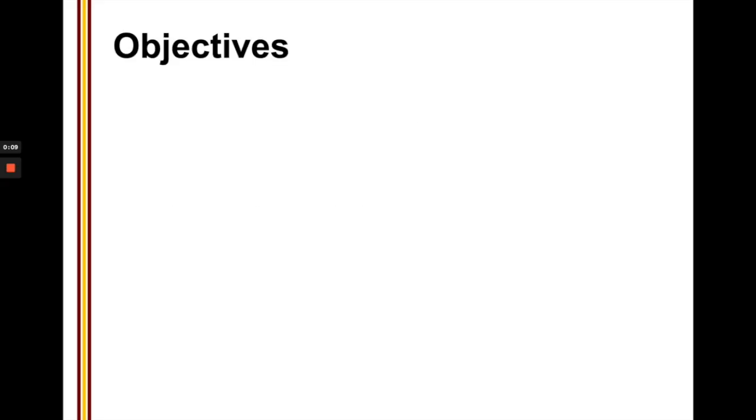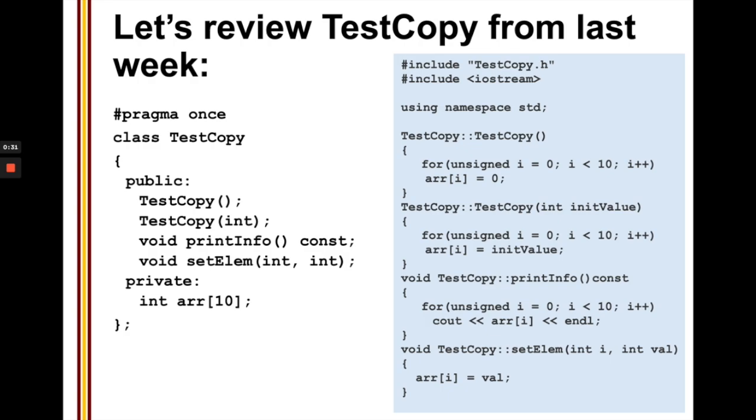Today, we're going to be covering two important topics. One is learning how to create our own namespaces and what a namespace even means. And also, we want to do a little more review on overloading operators. But before we get into that, I want to take a step back and look at copy constructors. And to do that, I want to review the code from last week.